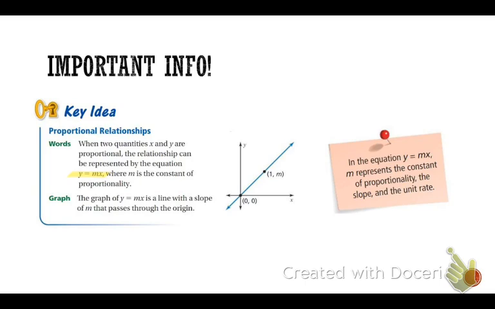But there's something very specific happening here. M is what we call the constant of proportionality. That's what we have over here in this peach box too. It's the constant of proportionality, but it is also the slope and the unit rate. It has all of these characteristics. It's telling me the rate of change between x and y. That's going to make more sense in a minute.